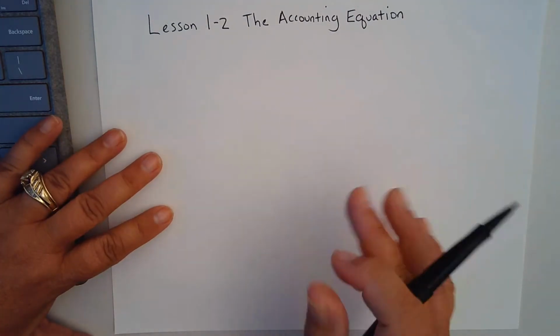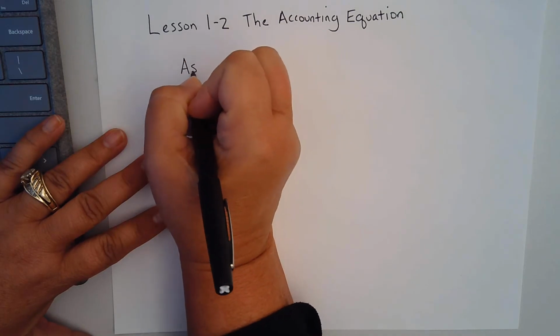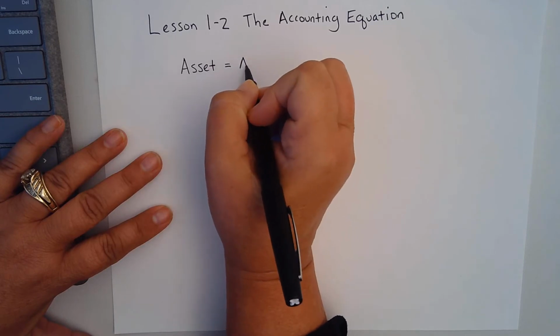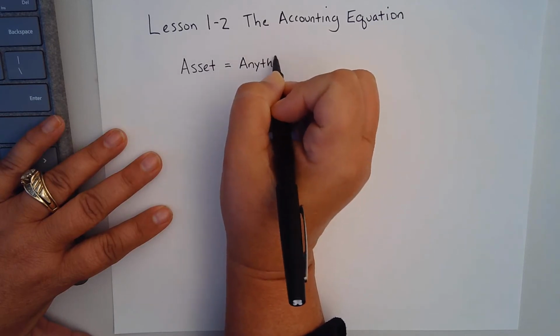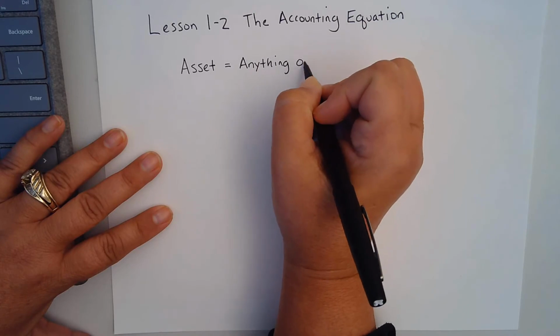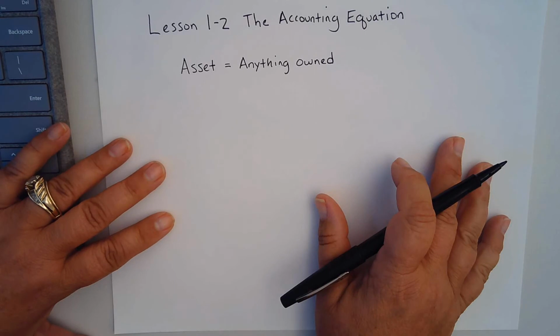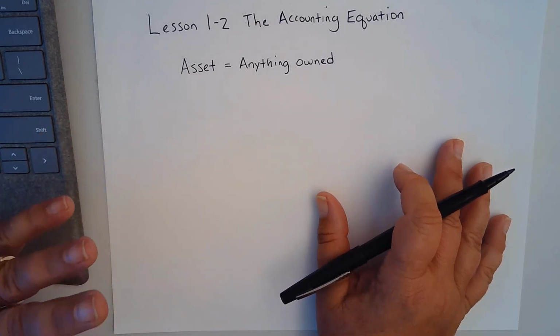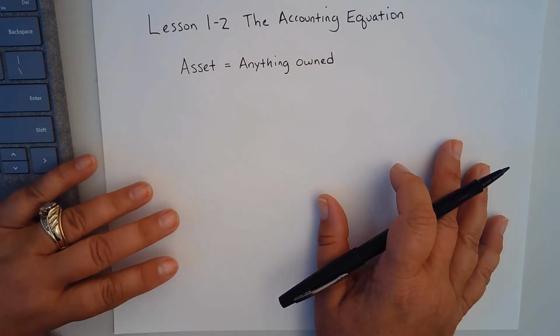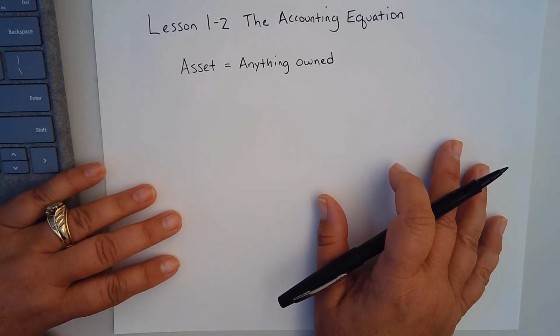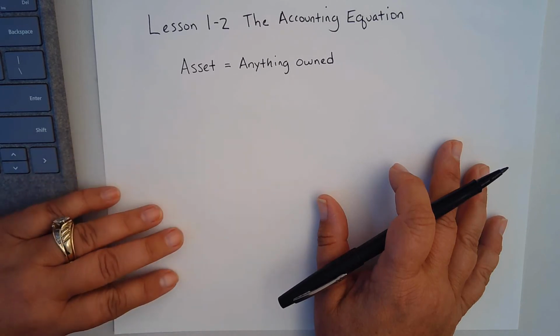So the first thing we have to know is a couple of definitions. And the first one is asset. An asset is anything that we own. Whether you're a business or a person in your own personal lives, anything you own is an asset. So if we were talking about a business, you can think about a small business around here, or you can think about a big company like Amazon or Apple.